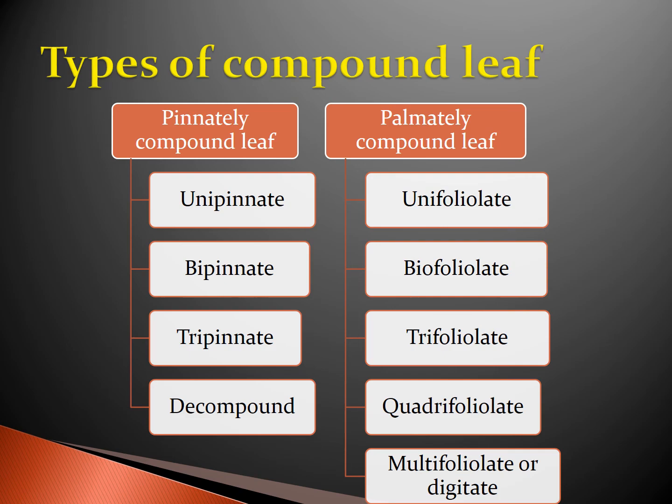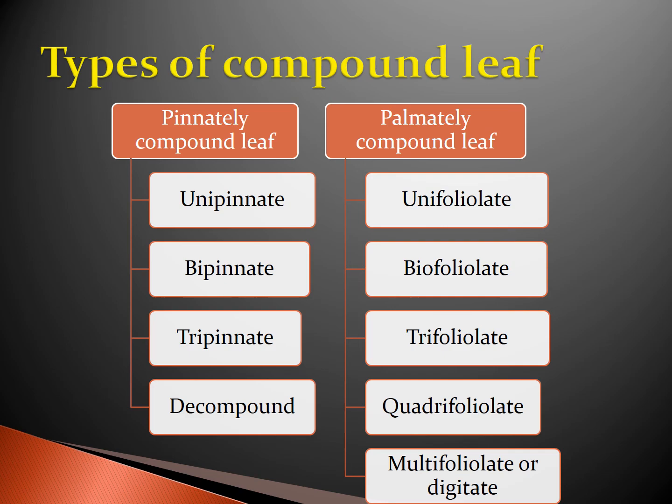Example, Zornia diphylla is the best example for the bifoliate. Then trifoliate means here three leaflets are articulated to the petiole. That is called trifoliate. Wood apple is the best example for it. Then quadrifoliate: there are four leaflets articulated to the petiole. It is said to be quadrifoliate. Example, Paris and Marsilea. It's a best example for the quadrifoliate. So here we differentiate based on the number of leaflets.